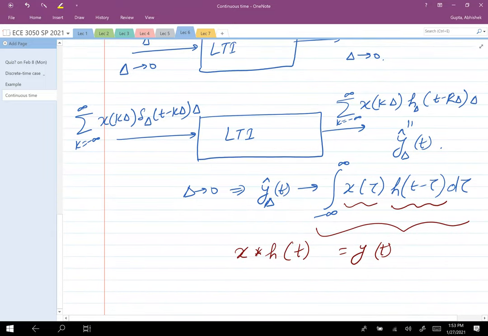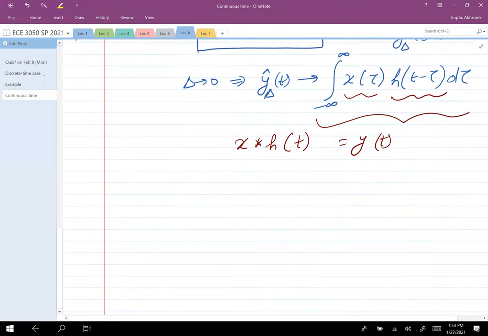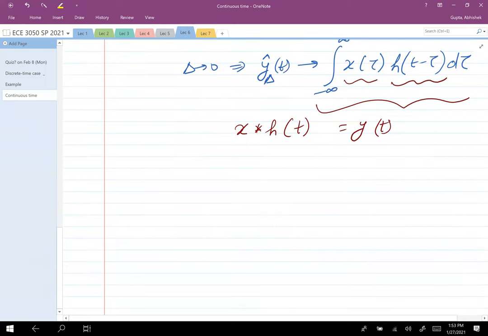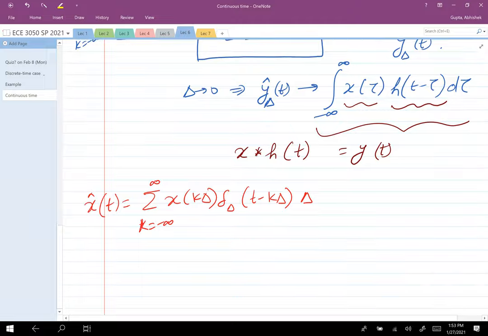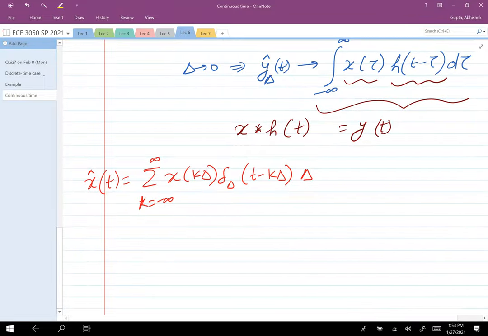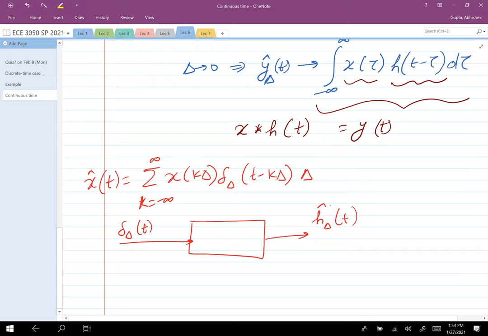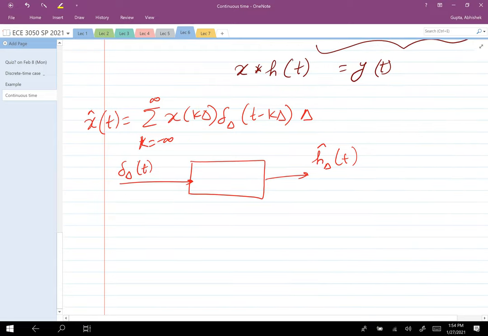Okay, so how do we do that? Well, let me go over this whole expression right now. So my x hat delta t is equal to a summation. This is the input. Now, let's say my output is h hat delta t. So if you input the signal delta t, the output is going to be h hat delta t.